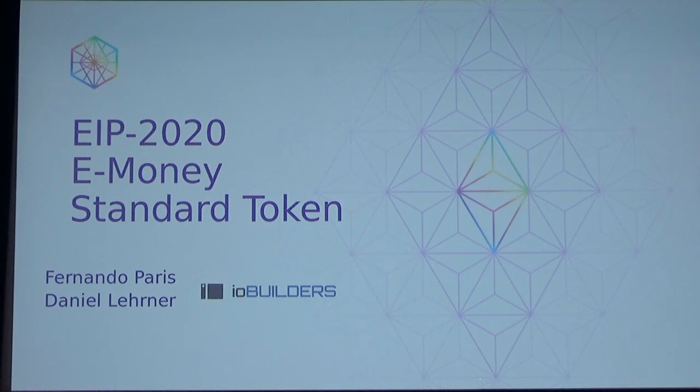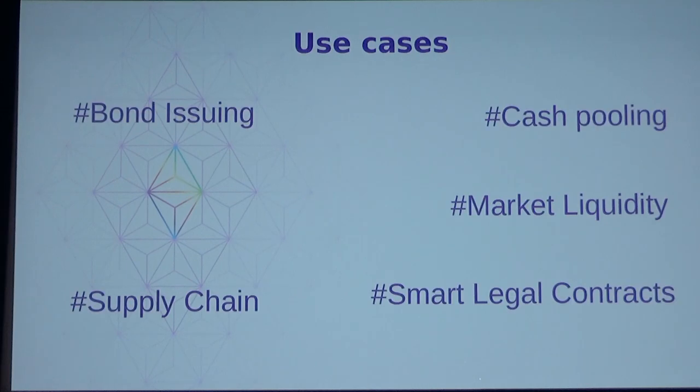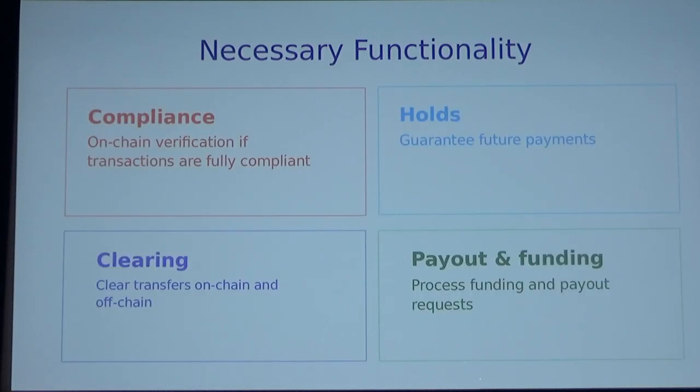Both of us are part of IO Builders, which is a blockchain mentor studio in Madrid, Spain. So today we want to present you our e-money token standard. It's a standard for financial payments and any operation that is using tokenized money. Some of the possible use cases that we were thinking about originally, and that we have already implemented, are bond issuing, supply chain, cash pooling, market liquidity, smart legal contracts. But there are many more possible use cases for the standard.